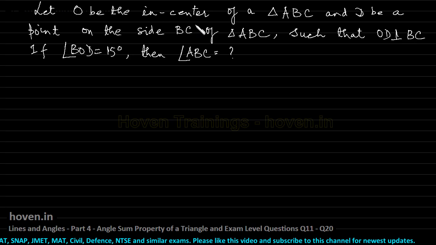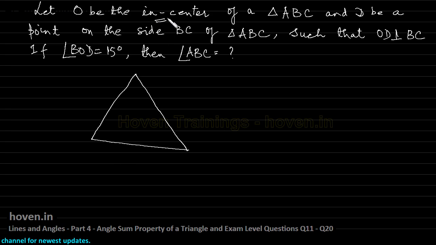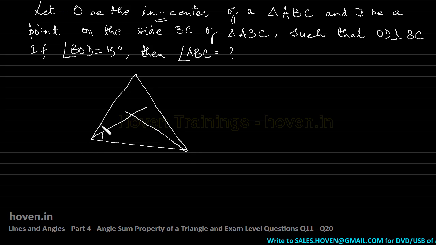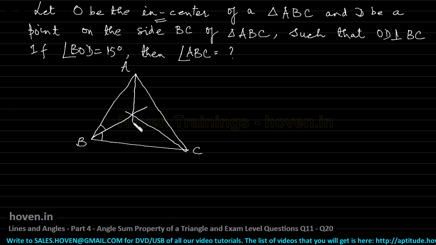Let O be the in-center of a triangle ABC. First of all, what is in-center? Let us know that this term is very well used in our exams these days. Definition of in-center: in-center is that point at which the bisectors of the interior angles of a triangle meet. For example, let me say this is ABC. The bisector for this angle is this. Bisector for this angle is this. Bisector for the third angle will be like this. All the bisectors meet.